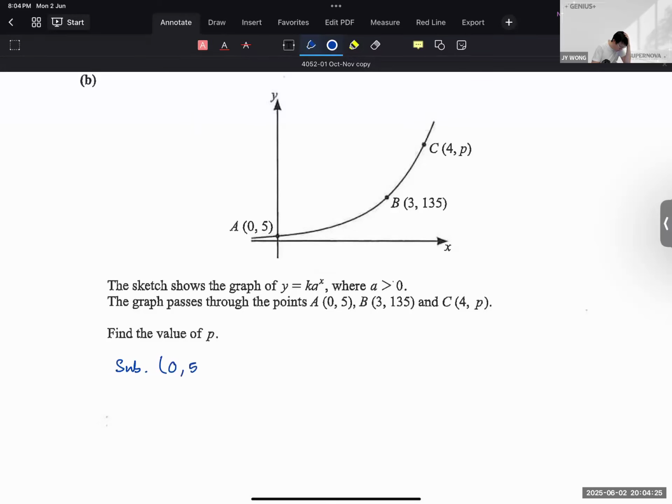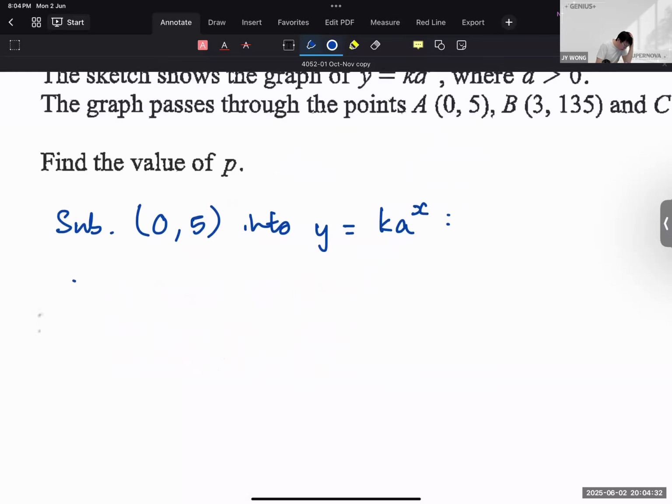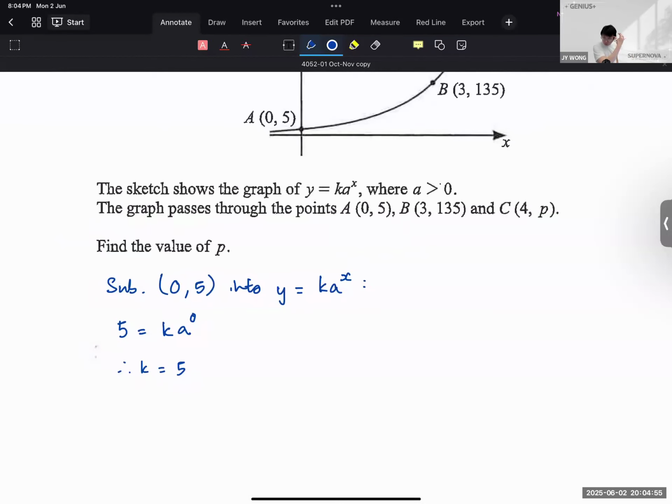You sub in the point (0, 5), so y is equal to K times A to the power of x, with x equal to 0. You should know that anything to the power of 0 is 1. And therefore, K equals 5. That's the reason why. But actually, by right, you should be able to look at the graph and directly tell me K equals 5. So once I found K equals 5, what is the next point that I need to sub in?